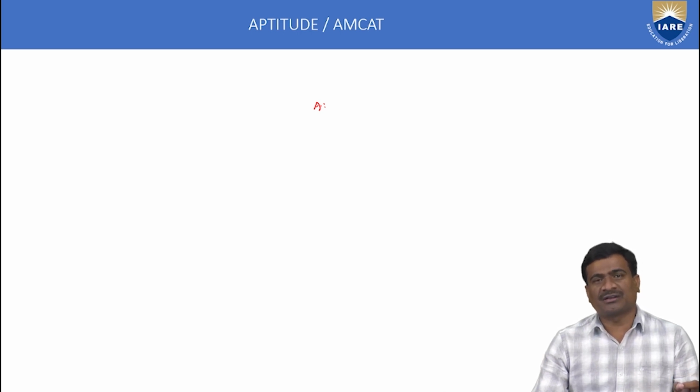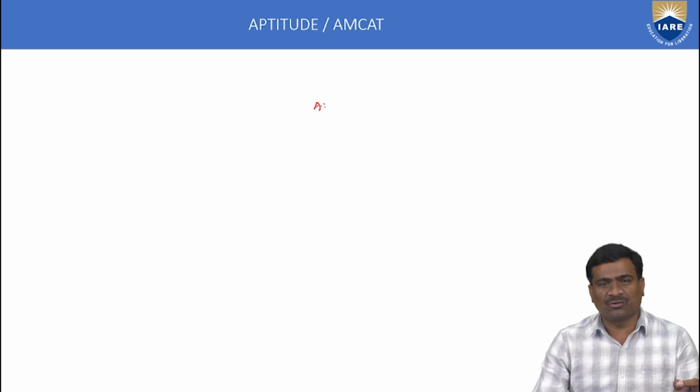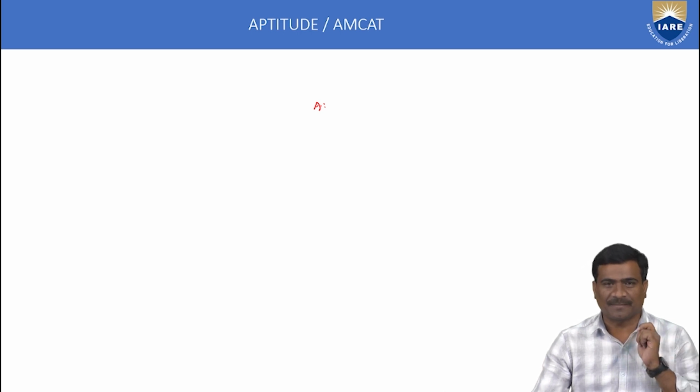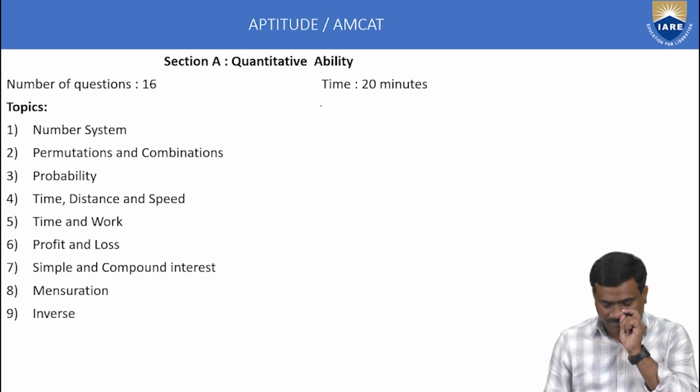Next, in AMCAT test pattern, the important thing is that only sectional wise cutoff marks are applicable. If you maintain 60% and above in each section, then only the first round is completed.